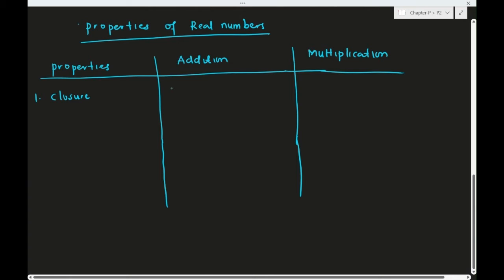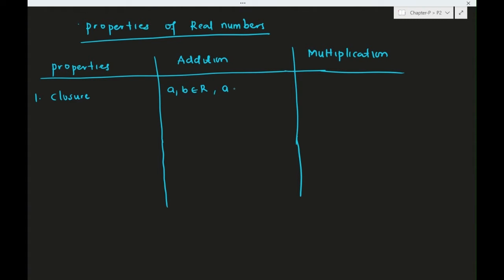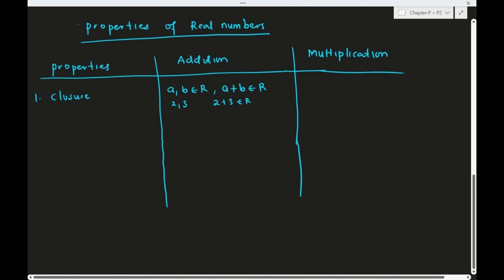Now, what is closure? Closure simply means if you take two numbers, let's say A and B, these are two real numbers, then you are sure that A plus B is also in R. So this is true for real numbers. If you take two real numbers A and B and add, the sum will still be in R. For example, if you take 2 and 3, 2 plus 3 is still in R. So this is what I mean by closure.